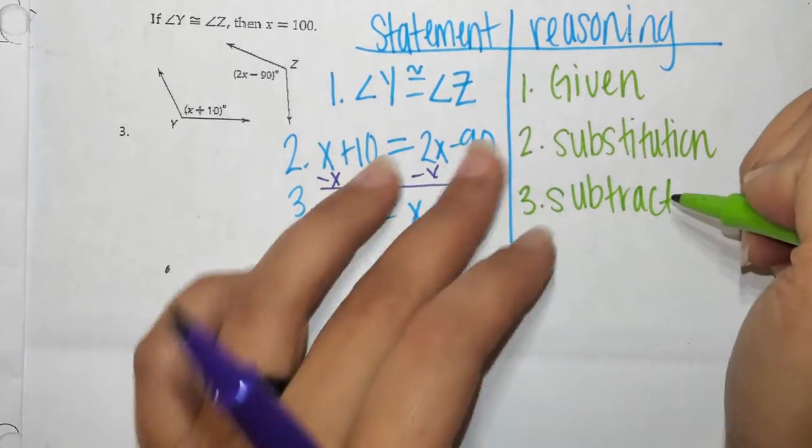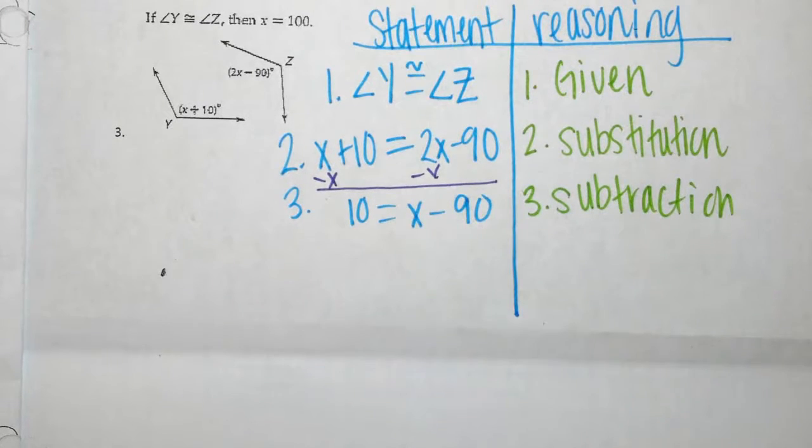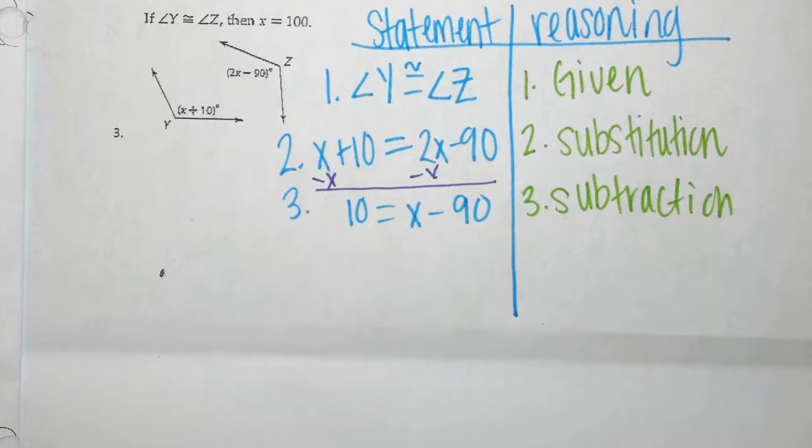Now, if you added 90, then that would be addition. So make sure that you're checking your process versus our process.